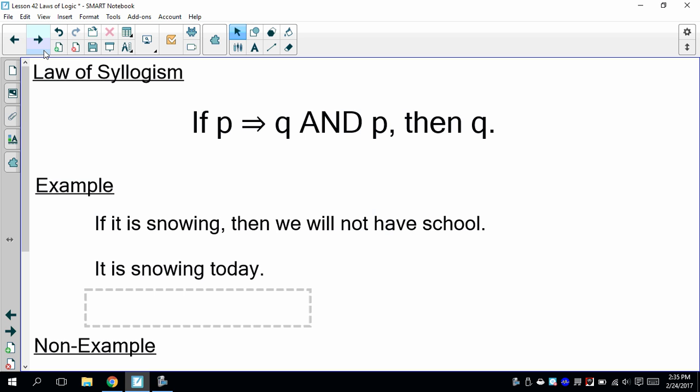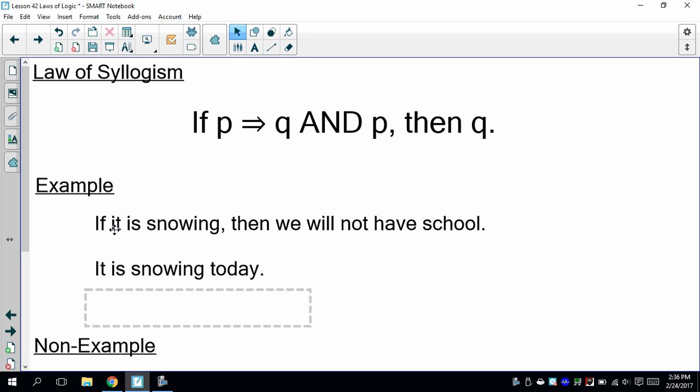And the last law is called the law of syllogism. This time we're going to have one if-then statement, and then we're going to have a simple statement. And this simple statement needs to go along with P, and then we can draw some conclusion about Q.